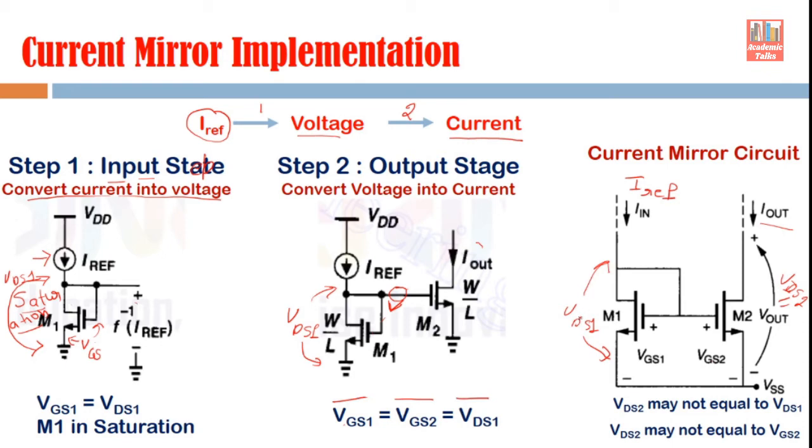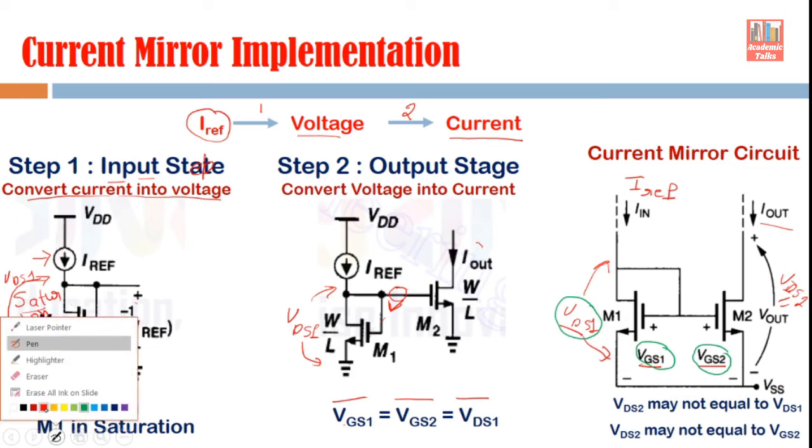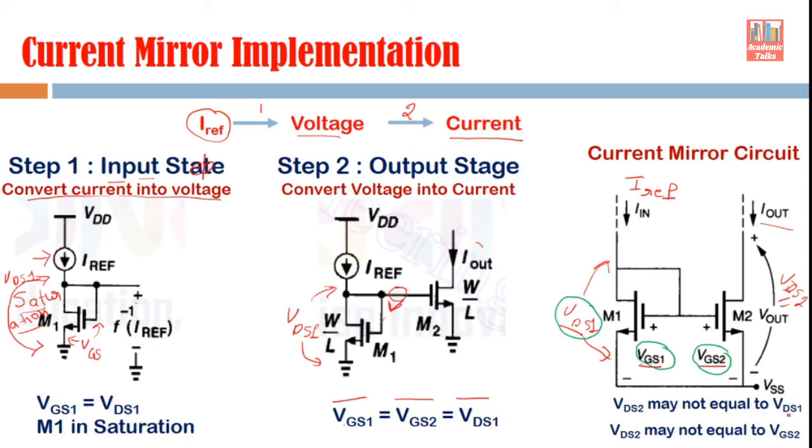You see, VDS1 is equal to the gate source voltage 1 and gate source voltage 1 is equal to the gate source voltage 2. So these three voltages, I mark them with a different color. These three voltages, this VDS1, VGS1 and VGS2, these three voltages are the same. But that VDS2 may not be the same as VDS1 or it may not be the same as VGS2. So this VGS2 and VDS2 may not be the same. They may be the same, they may not be the same.